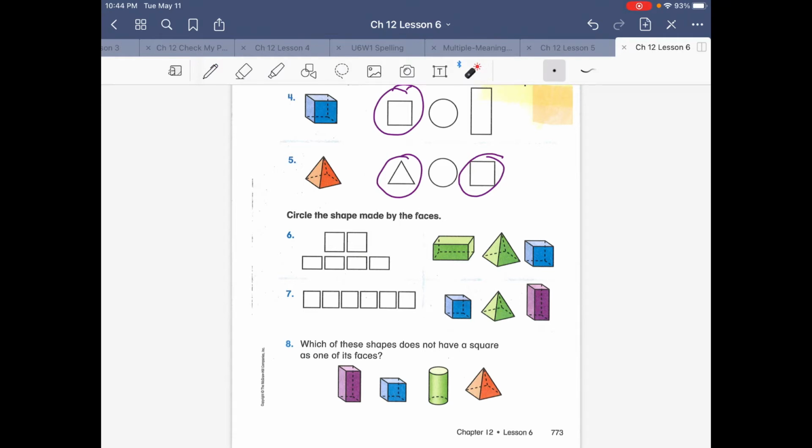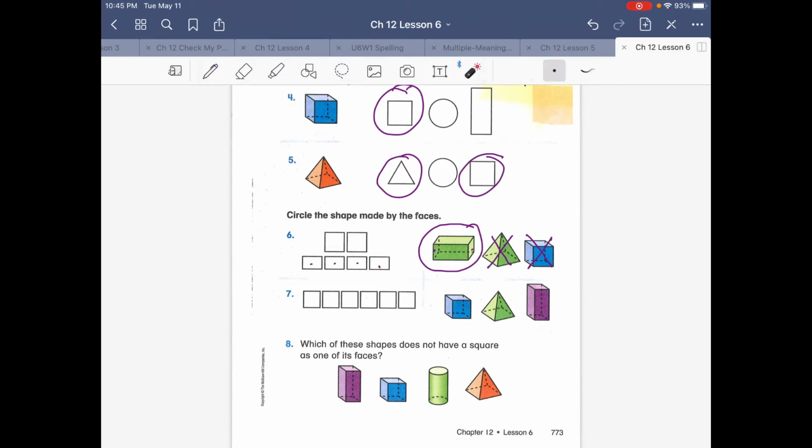This time we're looking at 2 squares and 4 rectangles. Which of these shapes have 2 square faces and 4 rectangle faces? Well, we know it's not the pyramid because the pyramid has triangles for faces. It's not a cube because a cube has all 6 square faces. Is it the rectangular prism? It is. The 2 ends have your squares and the other 4 faces have your 4 rectangles.